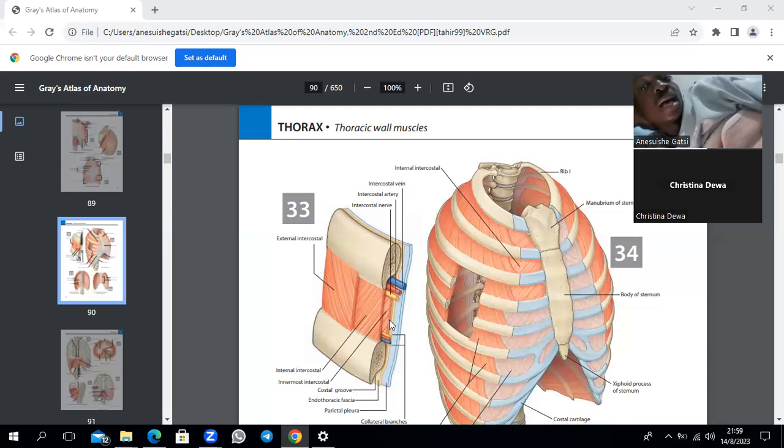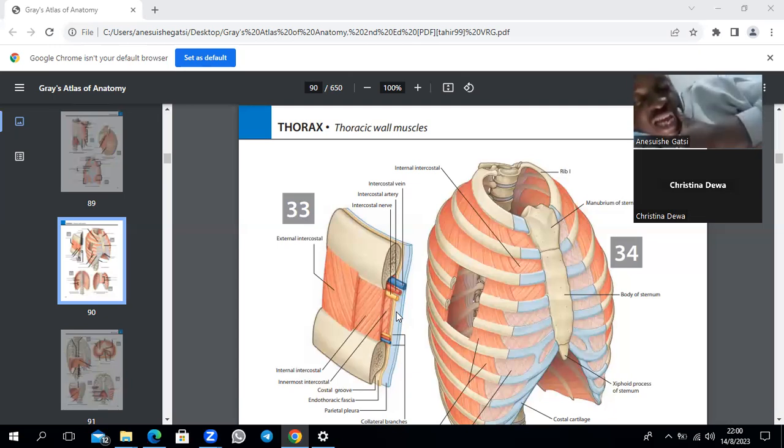And then after the innermost intercostal, there is a fascia that we call endothoracic fascia. Then after the endothoracic fascia, you reach the parietal pleura. Pleura are the membranes that surround the lungs. And these membranes have a parietal layer, which we call somatic. Then they have a visceral layer, which is closest to the lung.